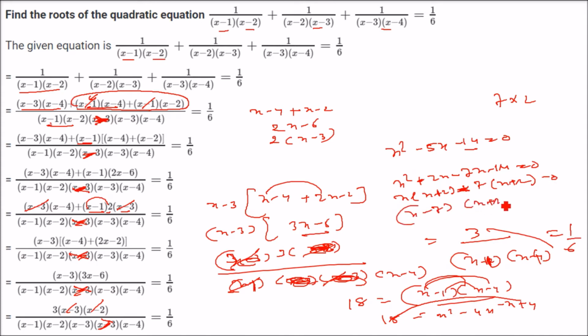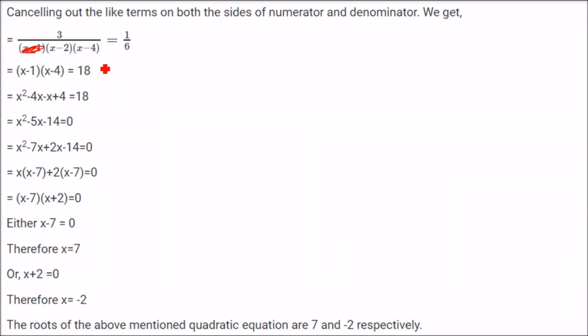So x minus 7 and x plus 2 are the roots. From here, x will be equal to 7. From here, x will be equal to minus 2. So 7 and minus 2 are the roots. So this is the solution in front of you, what I did just now.